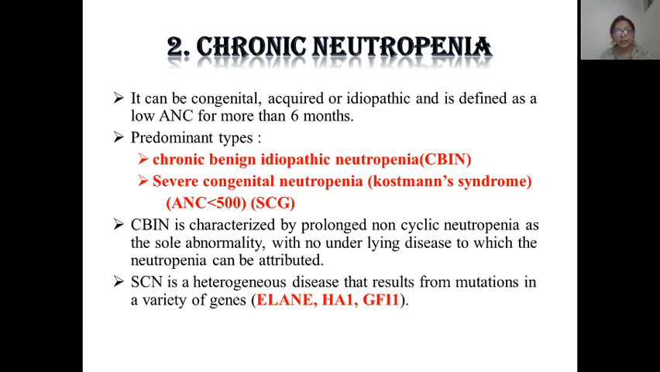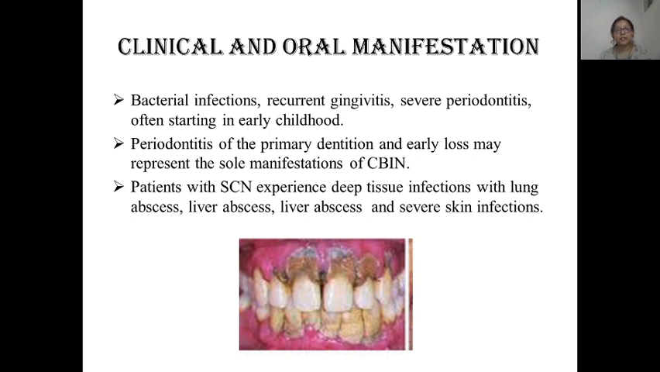But severe congenital neutropenia results from mutations of various genes, for example ELANE, HAX1, and GFI1. Not all the genes are involved from the beginning; a single gene is involved, and it subsequently leads to mutation of the other genes. The clinical and oral manifestations are bacterial infections, recurrent gingivitis, and severe periodontitis, often starting in early childhood because it is a congenital form. Periodontitis of the primary dentition and early tooth loss may represent the sole manifestation of this disease. Patients with severe congenital neutropenia experience deep tissue infections with lung abscess, liver abscess, and severe skin infections.